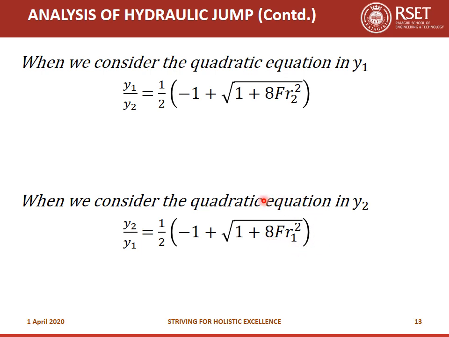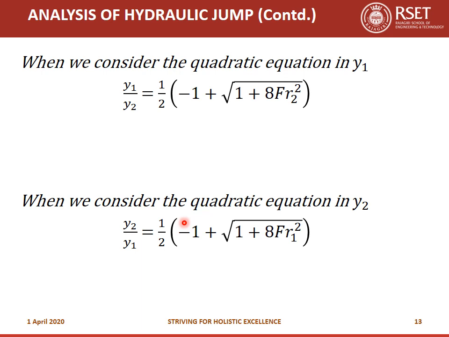So depending on the data that you have in hand, you can use either the y1 by y2 form of the non-dimensional equation, or the y2 by y1 form of the non-dimensional equation. Depending on whether you have Fr2 with you or whether you have Fr1 with you, you can choose between the two non-dimensional equations. Now you can also get the same question to prove.